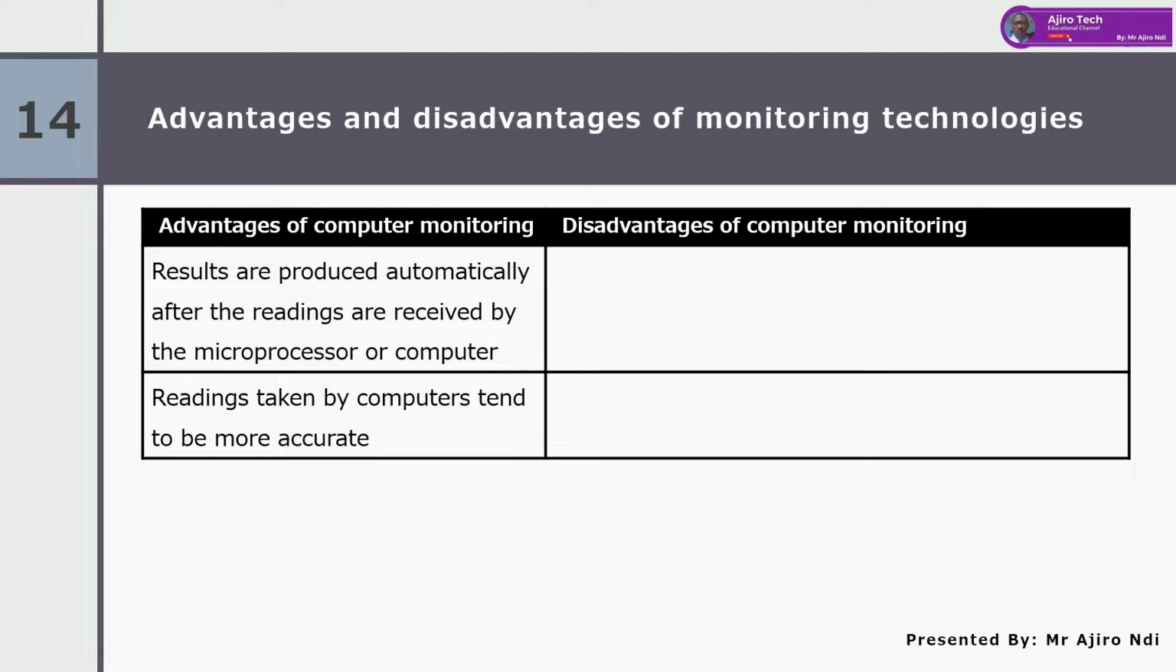After the readings are received by the microprocessor or computer, of course, unlike humans that would take a lot of time to write them down. Another point is readings taken by computer tend to be more accurate, obviously, compared to humans, because humans are subject to human error. Now for disadvantages, the sensor can deteriorate after a period of time.